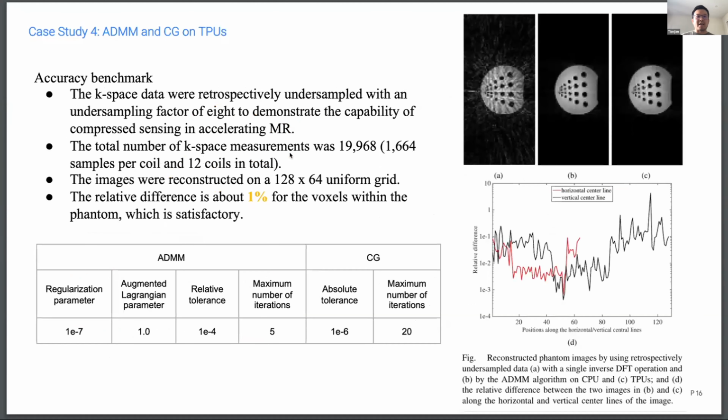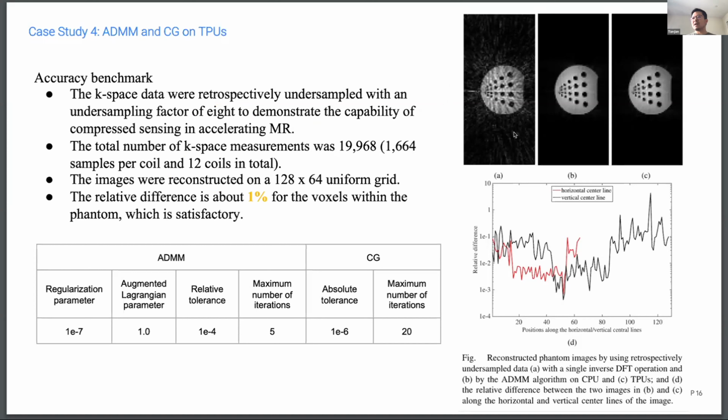This is the benchmark on accuracy. We have phantom data, and this k-space data was retrospectively undersampled with an undersampling factor of 8. The total number of k-space data points is close to 20,000. We reconstruct an image of size 128 by 64, and the relative difference is about 1% for the voxels within the phantom.